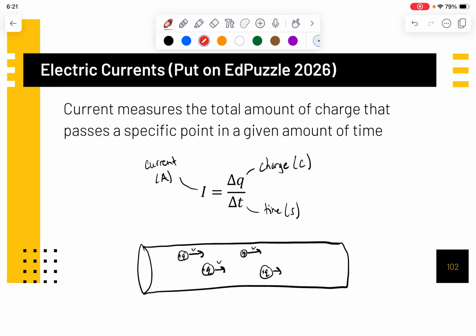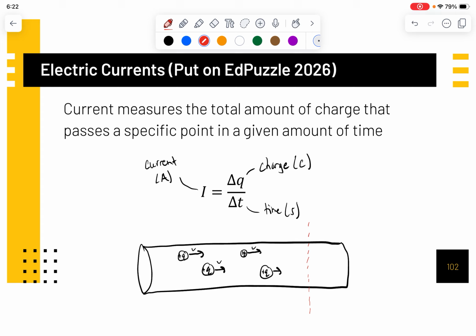What our current does is it takes some point along our wire. Maybe we're looking along this dashed red line here, and we're saying how much charge passes through this line per second. So the faster our electrons are moving through our wire, the more charge is passing this red line per second, and we have a higher current.